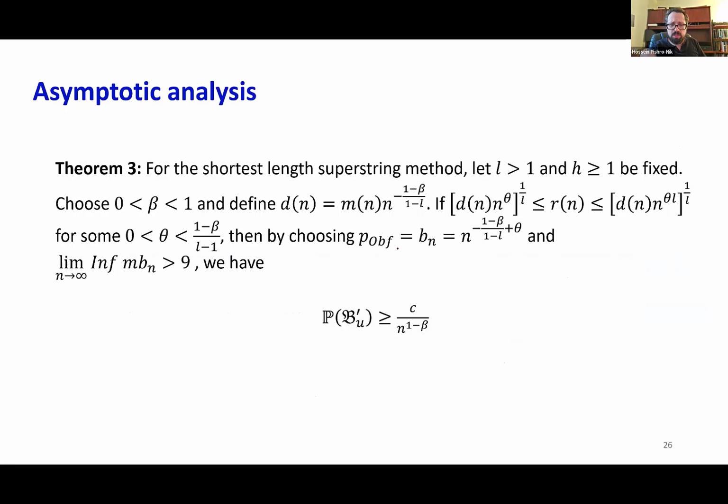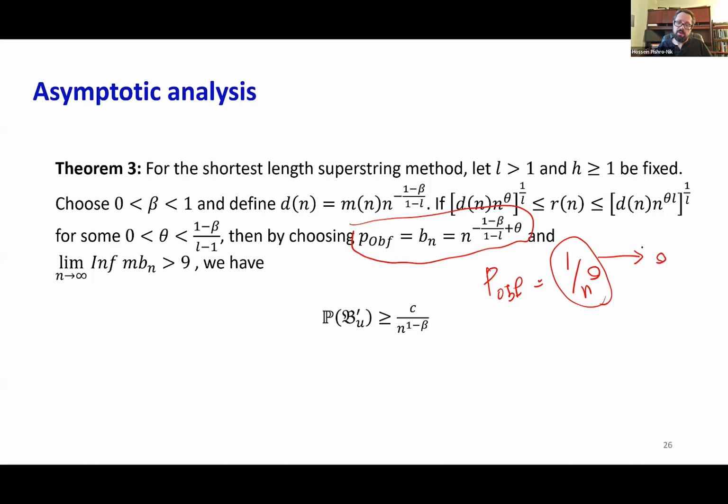The interesting point here, I want to point out two things. First of all, the probability of obfuscation, if you note, is in the order of 1 over n to the power of some positive value. This is good. Why? Because as n goes to infinity, this thing is going to 0, right? So the fraction of values that we are changing, obfuscating, is going to 0, which is a good thing. We are not distorting the data too much.